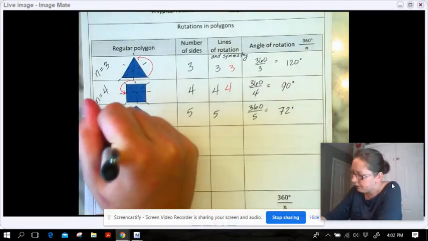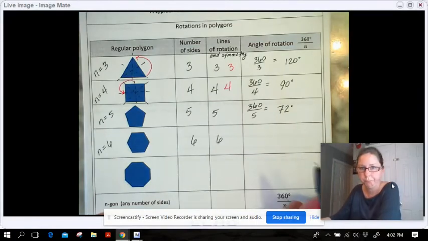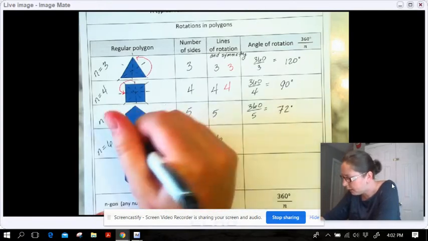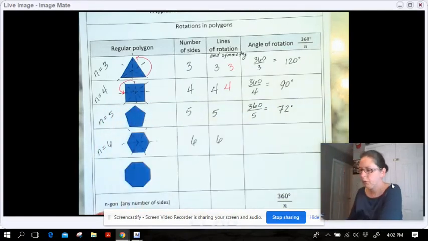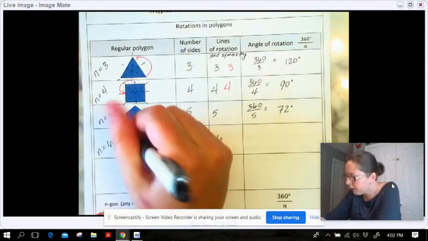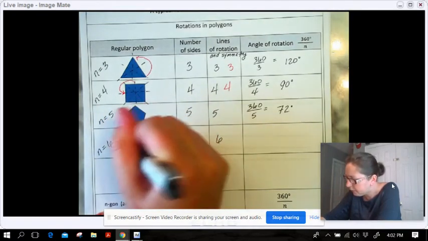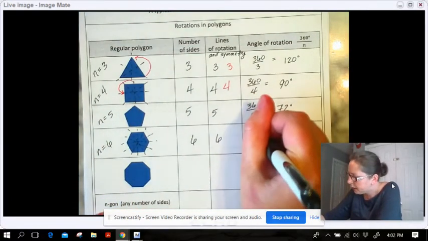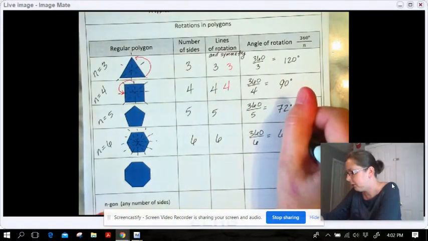Here I have a 6-sided figure, so there are 6 lines of rotation. So again, 1, 2, 3. So through each set of vertices that are opposite, but also through each of the opposite sides. So there's 6. 360 divided by 6 gives me 60 degrees.